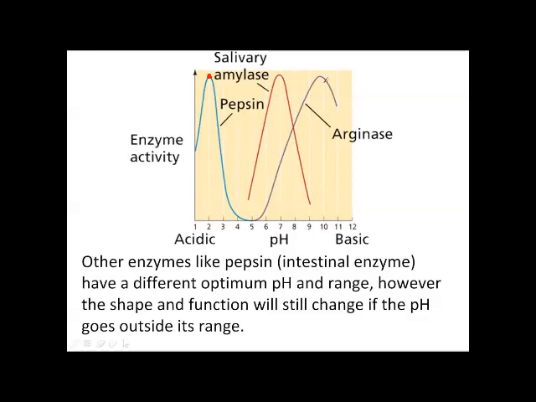Arginase is another enzyme which you will not be tested on. You won't be tested on these enzymes either, but arginase works best in basic conditions. So other enzymes like pepsin have different optimum pHs and ranges. However, the shape and function will change if the pH goes outside of its range. So it will still denature if it goes outside of the range that the enzyme can work in.